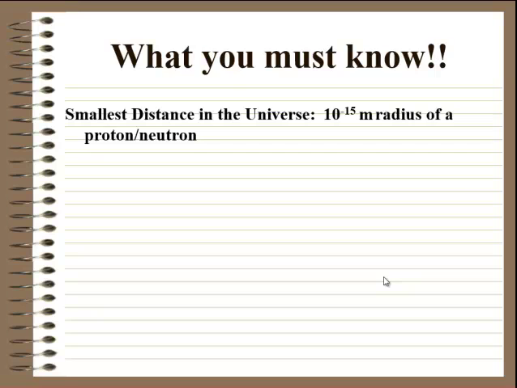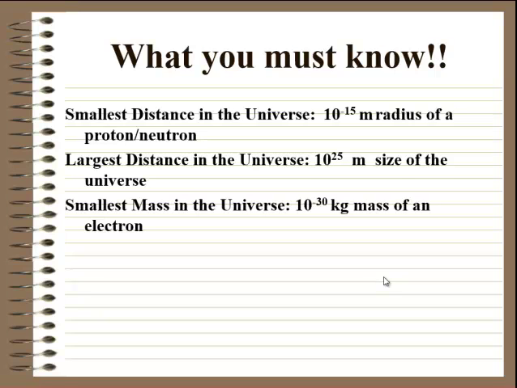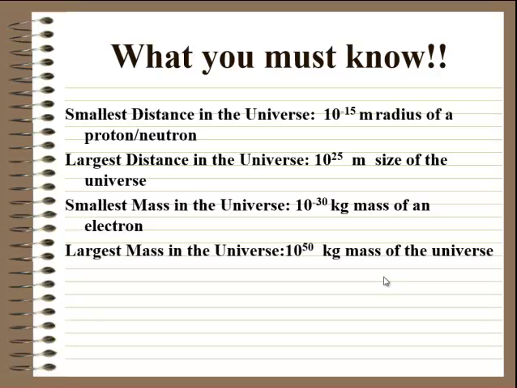So I'm just going to go through these things briefly, and hopefully you'll familiarise yourself with this content over the course. The smallest distance in the universe is 10 to the minus 15 meters, and it is the radius of a proton or a neutron. Whilst the largest distance in the universe is the size of the universe, which is thought to be 10 to the 25 meters. The smallest mass in the universe is that of an electron, which is 10 to the minus 30 kilograms, whilst the largest mass in the universe is obviously the universe itself, which is thought to be 10 to the 50 kilograms of mass.